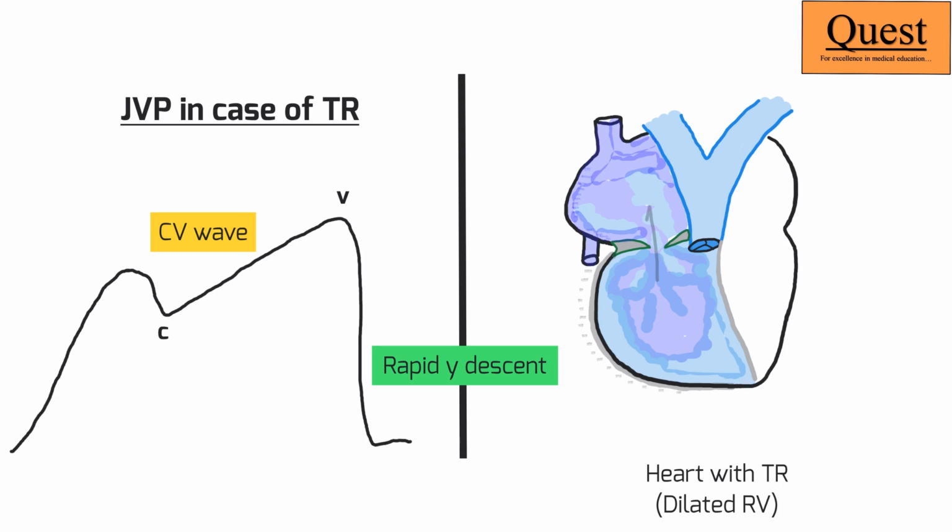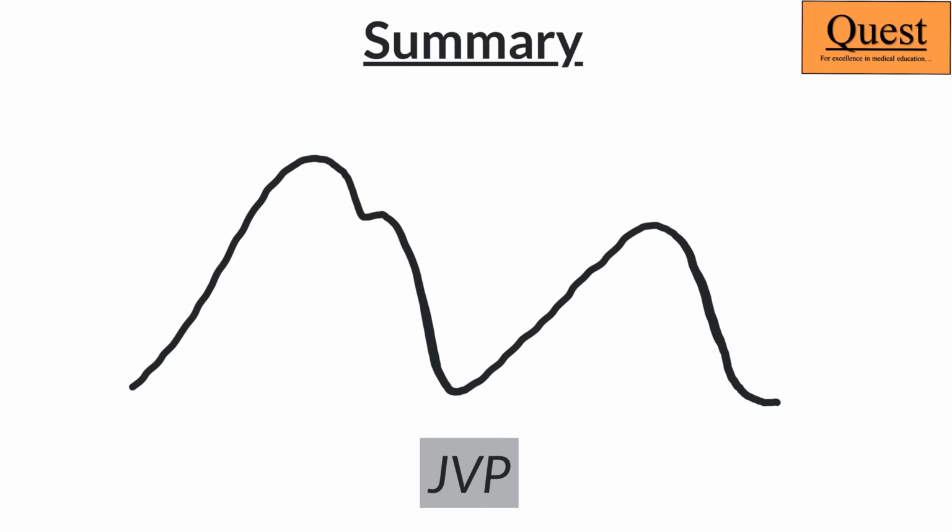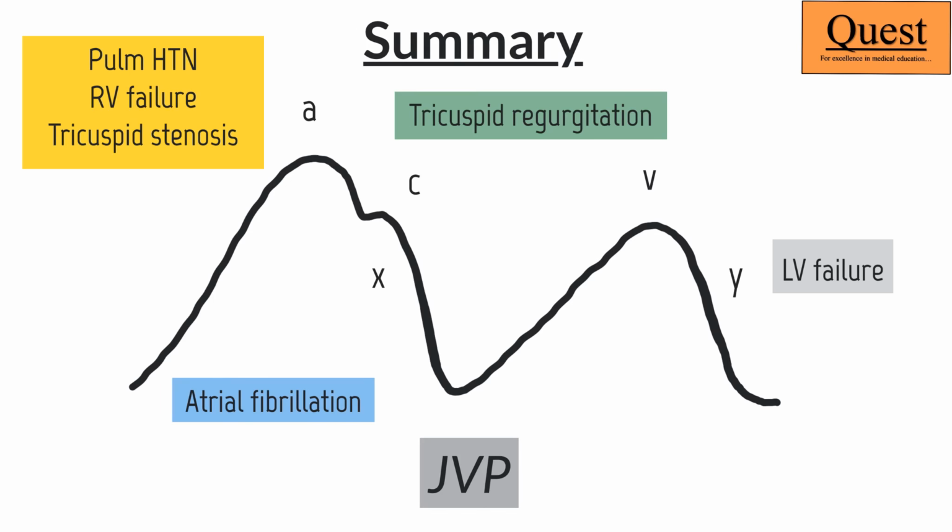Remember, tricuspid regurgitation is very often because of pulmonary hypertension, but this pulmonary hypertension is very often because of left-sided heart failure. To summarize, we have seen that the JVP or the jugular venous pulse has three prominent waveforms: the A wave, the C wave and the V wave, with two prominent descents, the X and the Y descents. We have also seen the causes of all of these, and we have seen various pathophysiologies which could change these beams.